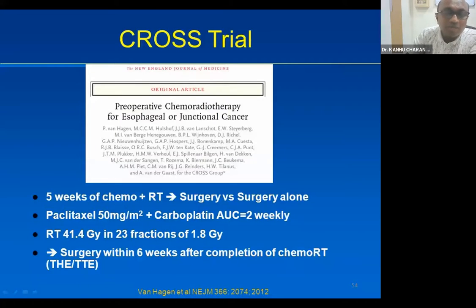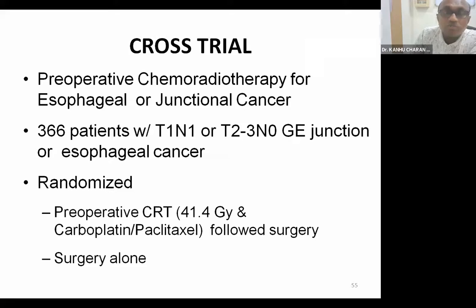For the CROSS trial, mostly we do IMRT or VMAT planning, but usually the CROSS trial is a 3D protocol. The CROSS trial is a pre-op setting, 5 weeks of chemo plus RT followed by surgery versus surgery alone. Paclitaxel and carboplatin are given weekly. RT dose is 41.4 gray in 23 fractions, with surgery within 6 weeks after completion of chemoradiation.